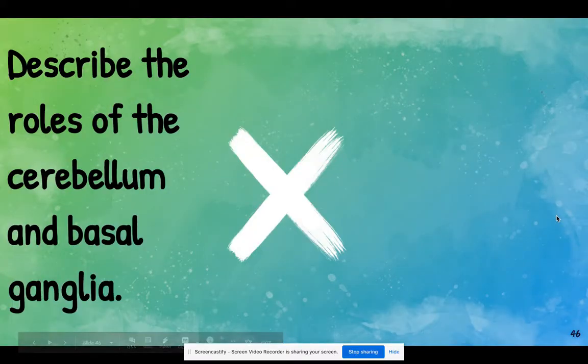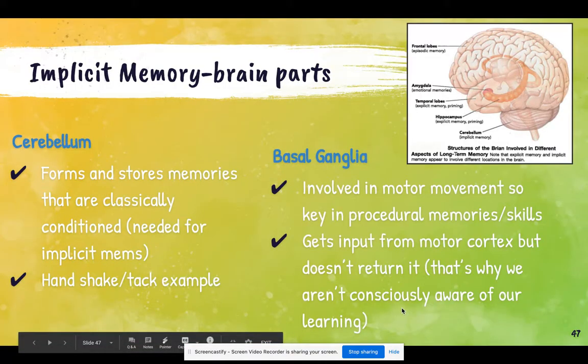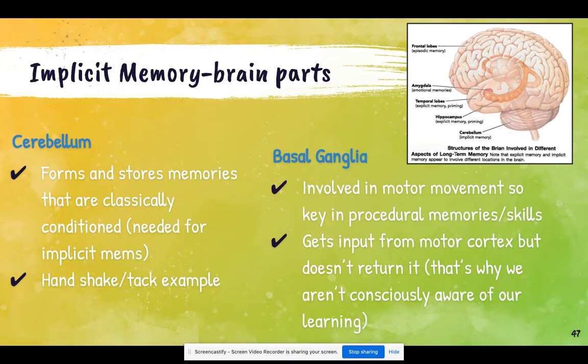So what about the other brain parts involved? Well, we also have the cerebellum and the basal ganglia. I know that we haven't talked about the basal ganglia, but everything you're going to need to know about it for AP Psych is pretty much going to be in how it relates to memory. Specifically, these are the brain parts involved in implicit memories. Remember, we've talked about this previously. Implicit memories are things that are conditioned over time, and also our procedural memories. When we talk about conditioned, remember that conditioning might be like your fear of snakes or something like that.